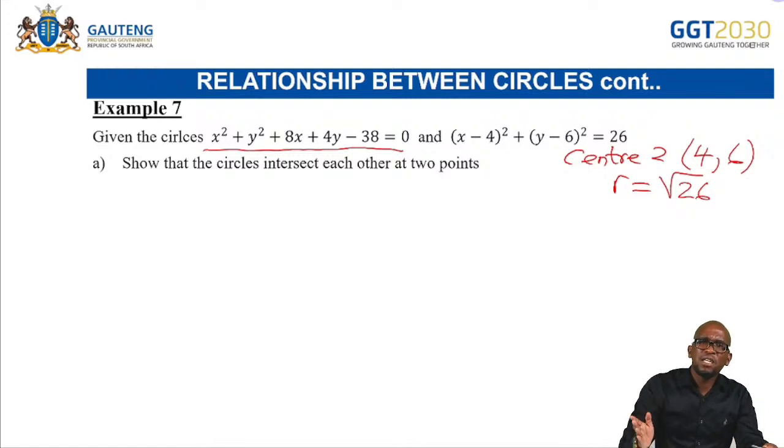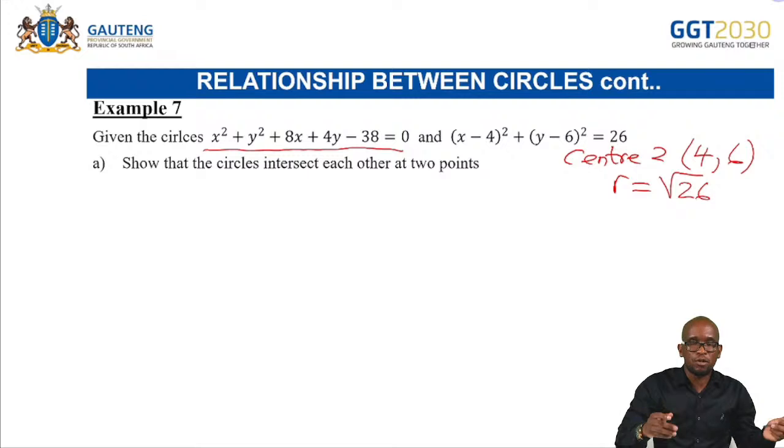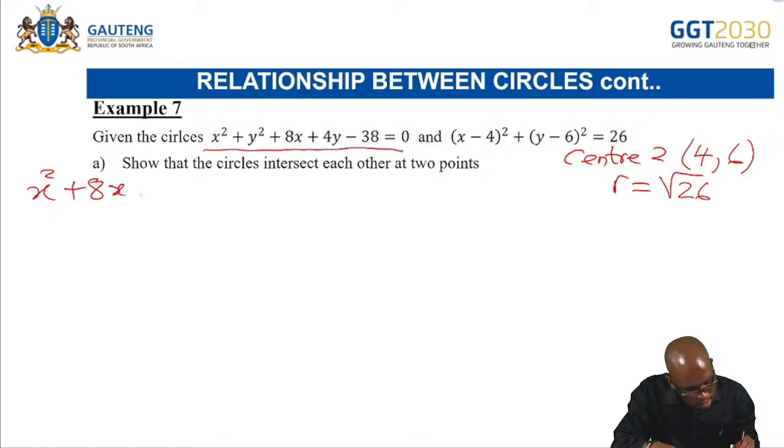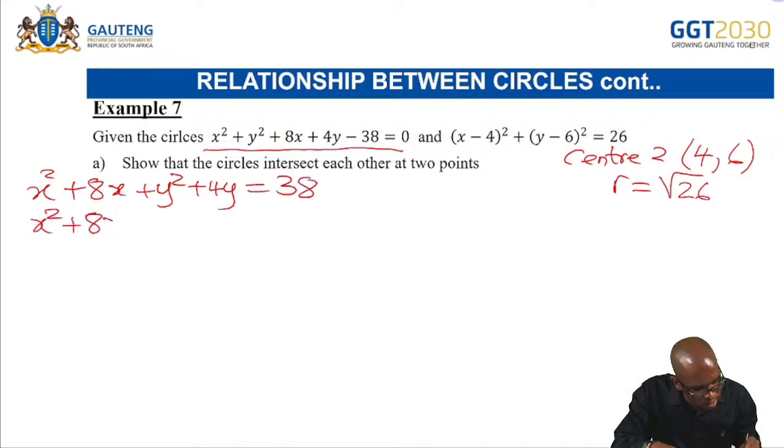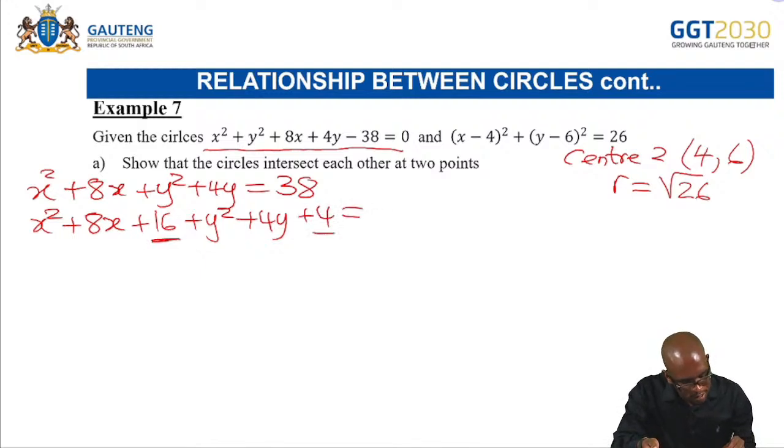However, we don't have the liberty of doing the same for circle 1 because this equation is not in standard form. So we're going to quickly convert it to standard form. Remember, we group the x's on their own, x squared plus 8x, and then y squared plus 4y, and transpose the 38. Completing the square: x squared plus 8x, 8 divided by 2 is 4, so we add 16, plus y squared plus 4y, 4 divided by 2 is 2, and if you square that, you get 4. This is equal to 38 plus 16 plus 4.